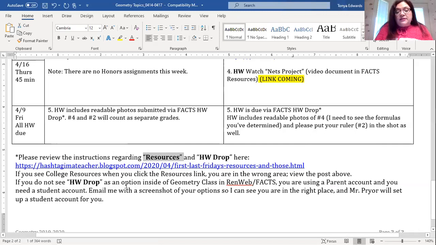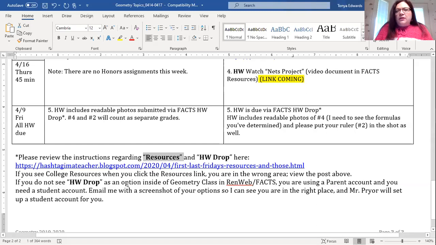But if you follow these instructions and you do not see homework drop, then you have a parent account, you need a student account, you need to let me know right away so that Mr. Pryor can set up a student account for you. Homework drop allows me to see who has submitted their homework and who hasn't, so I can follow up with you and remind you before it's due, or if necessary, remind you afterwards along with your parents and your advisor. So don't be late this week. It's not that much to do. Get it in by late Friday.